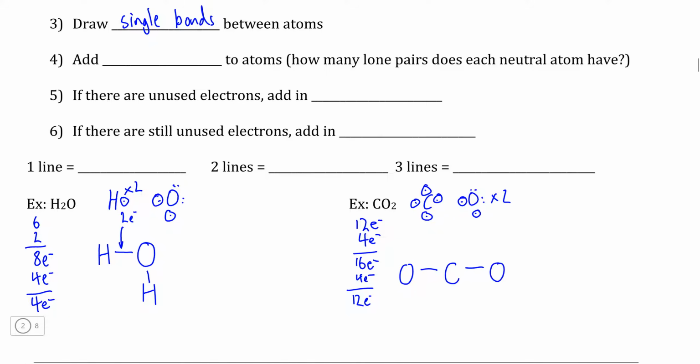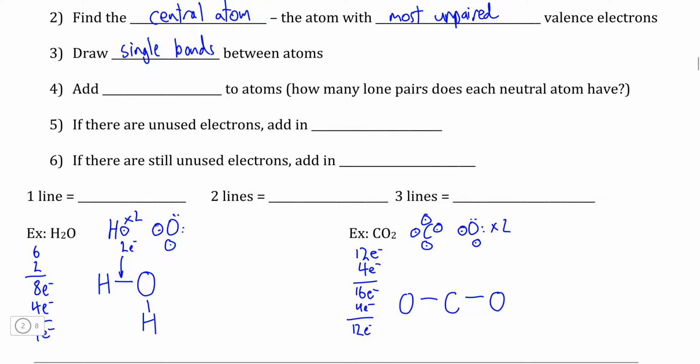Up next, this is another very important reason to draw out the individual atoms, because after we connect the central atom with single bonds to each of the peripheral atoms, the next thing that we do is we put the lone pairs that exist on each of our individual atoms back on.